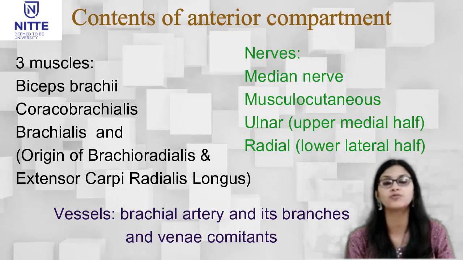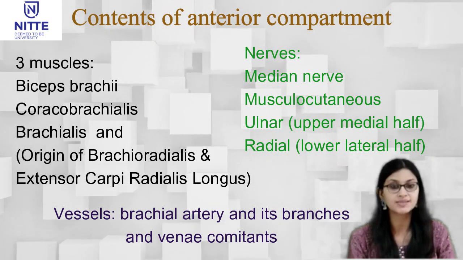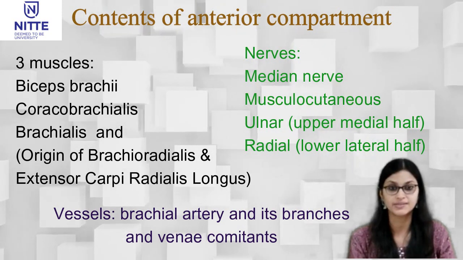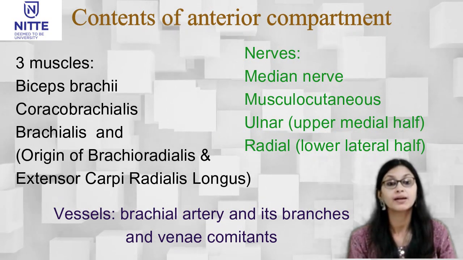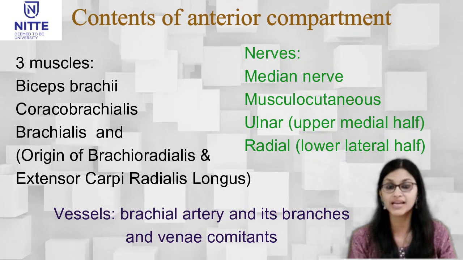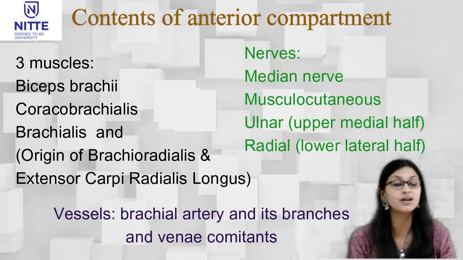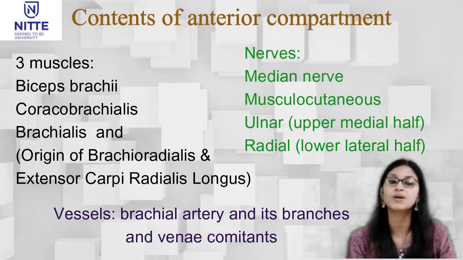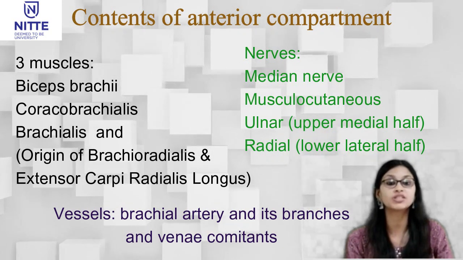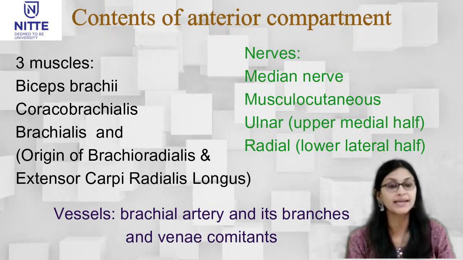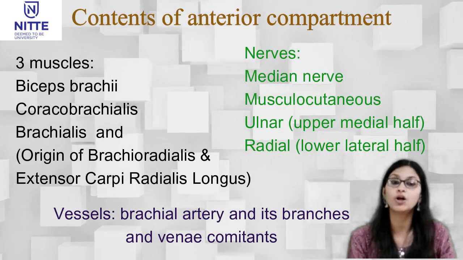Talking about the contents of the anterior compartment, there are muscles, nerves and blood vessels. The muscles include the biceps brachii, coracobrachialis, brachialis. So these are the muscles belonging to the anterior compartment of the arm. There are other two muscles that take origin from the lower part of the humerus, that is origin of brachioradialis and extensor carpi radialis longus. But these two muscles belong to the forearm.